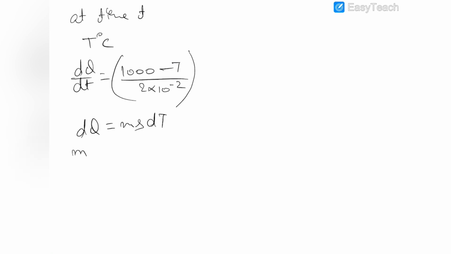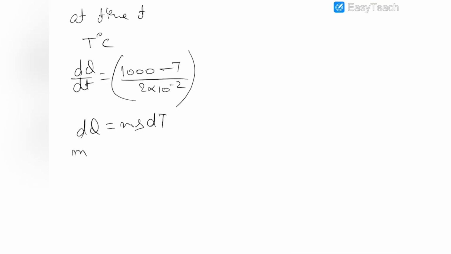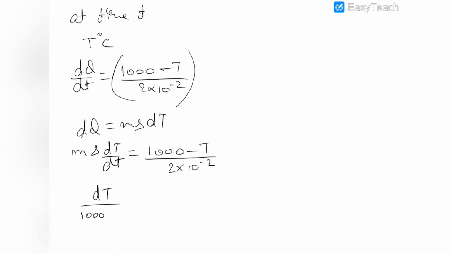So m, we have already calculated the value of m, which is pi into 10 raised to power 3 by 48, or we can substitute it later. So this is ms dT by dt is equal to 1000 minus T divided by 2 into 10 raised to power minus 2. So dT by 1000 minus T is equal to 1 by ms into 2 into 10 raised to power minus 2 into dt, and integrating both the sides.